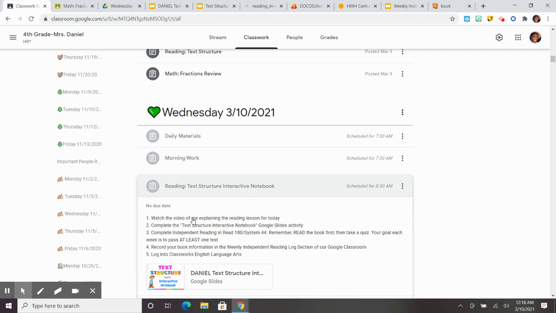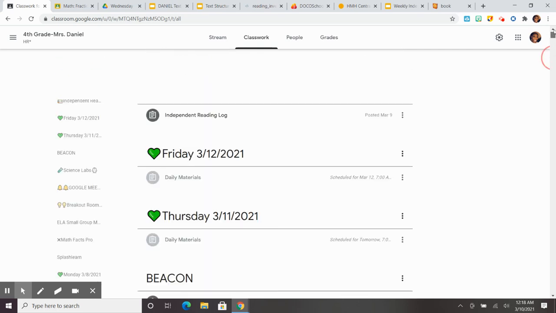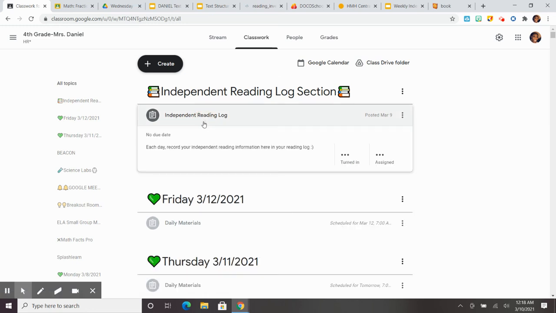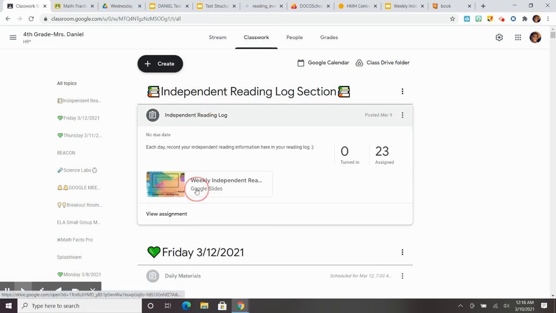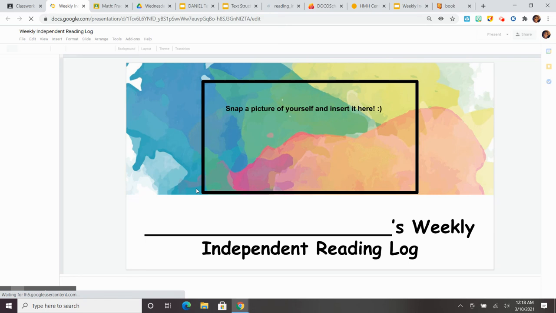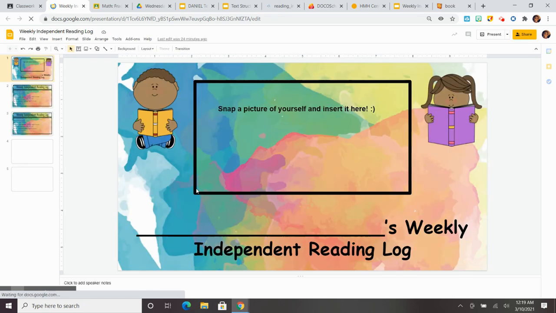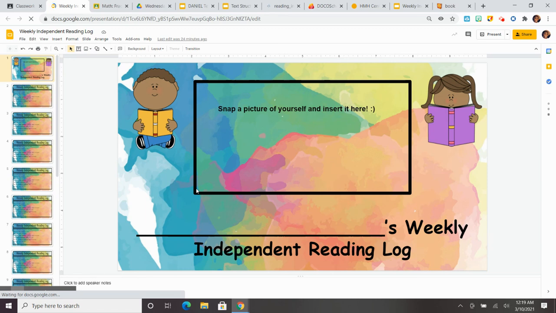After you're done reading your book, you are going to come up here to the independent reading log section, and you have your own independent reading log, every single person. So when you click on the independent reading log, you are going to be taken to this. All right. And each time you read, you guys will be filling this in, okay? For each book that you read, each book. So the first thing you're going to do is snap a picture of yourself and put it here, okay?